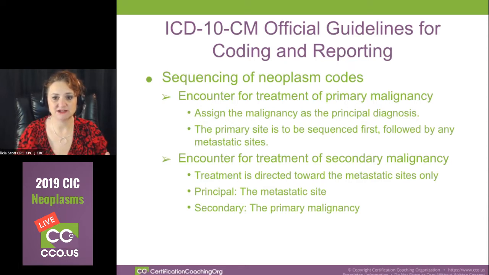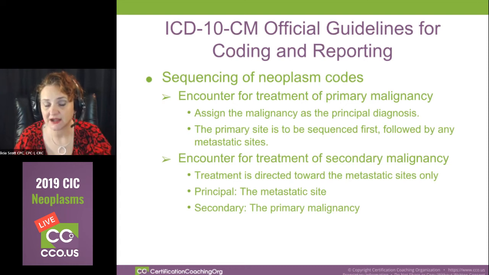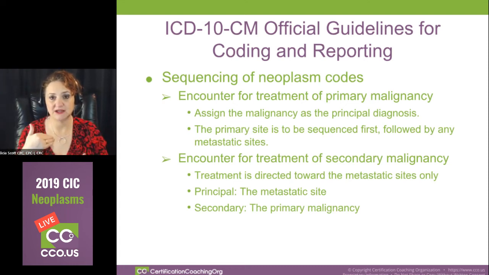Thus, secondary malignancy, if that is the only site that's being treated, then again, the secondary site gets coded first. Now, if a person is coming in and has chemo, and Mrs. Brown has lung and brain cancer, which are you going to sequence first? Well, the chemo is for both. So you'll sequence the primary cancer first, and then the secondary cancer.